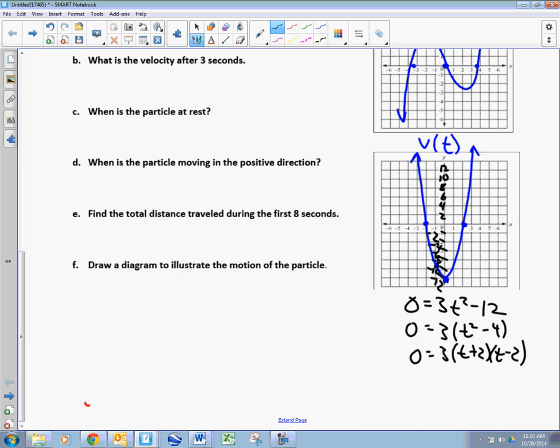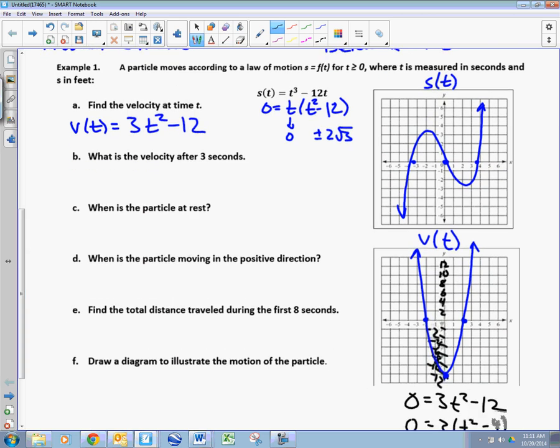Three t squared minus 12, so it's a parabola shifted down 12 units. All right. Positive direction or negative direction? I'm heading in the positive direction. Is the derivative... Okay, think about it, folks.